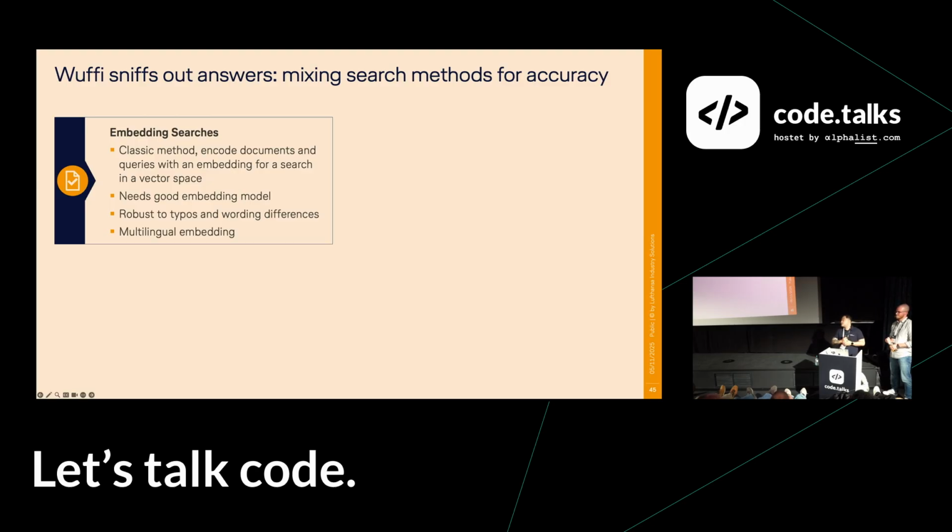And how does it work? So we have the embedding search. I think that's the classic method everybody knows. We encode documents, encode the queries, and put them into a vector space. Therefore, we need a good embedding model, because in our case, we need an embedding model which works well with animals. So we have to look for that. It's important to choose the right embedding model. This is also good because it's robust against typos or different wording.